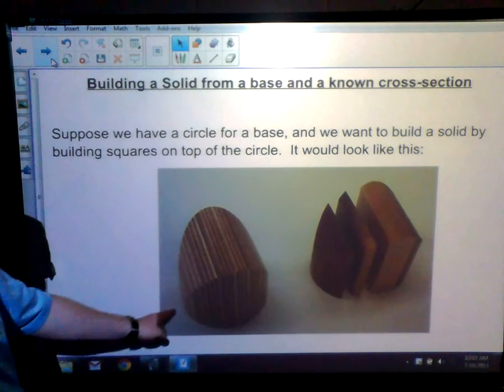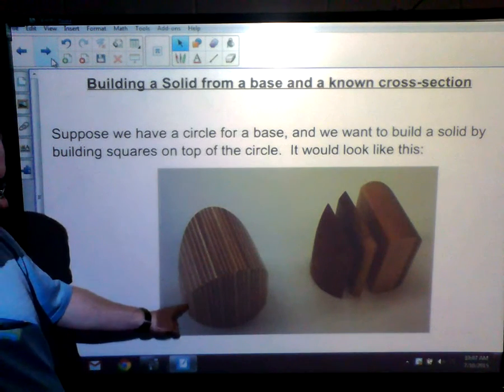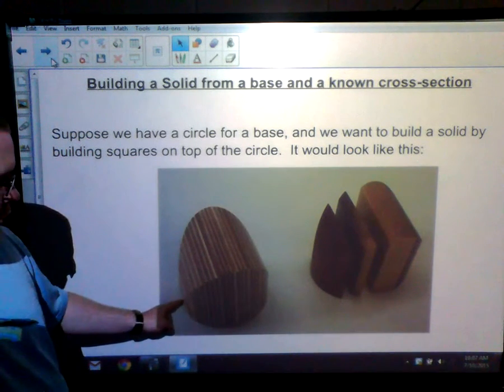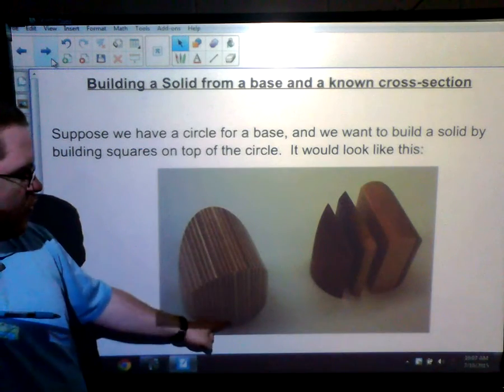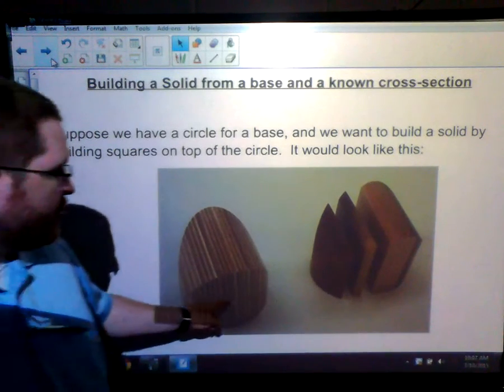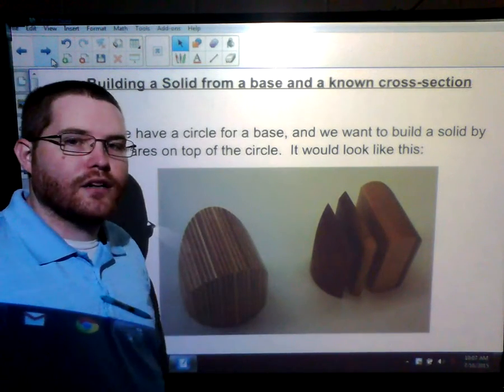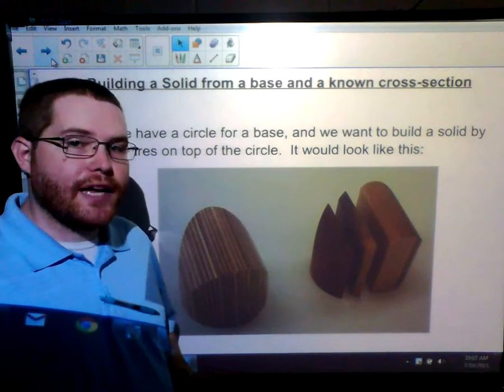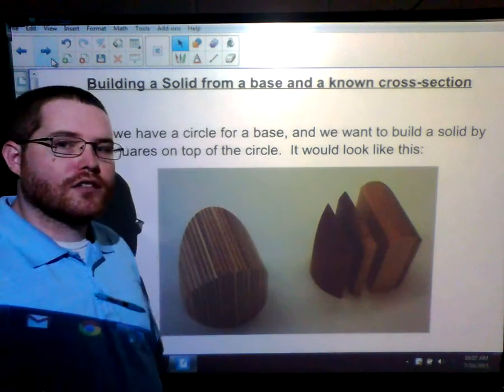So that these are tiny squares because it's really short distance across the circle. As you get closer to the middle of the circle, you get bigger squares. And as you go further over here, you get smaller squares. So this is a circular base with a square cross-section.